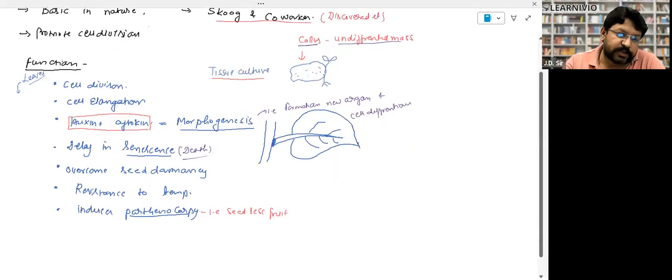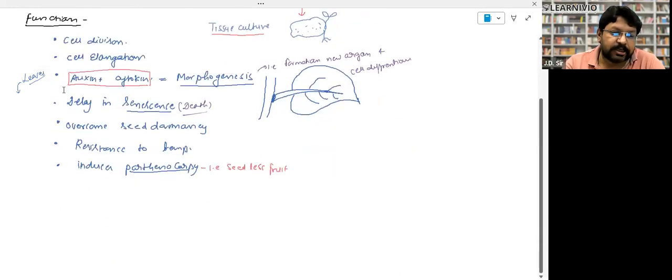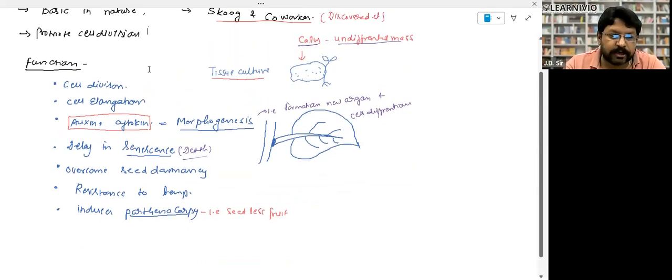So the first function is that it is responsible for cell division. It is responsible for cell elongation; it increases the length of the cell. In tissue culture, it brings about cell differentiation. Auxin plus cytokinin is responsible for morphogenesis. Morphogenesis is the formation of a new organ in the callus. Please note it down.